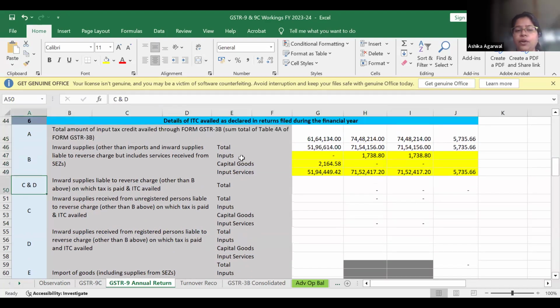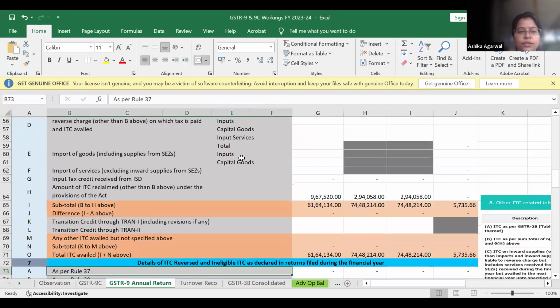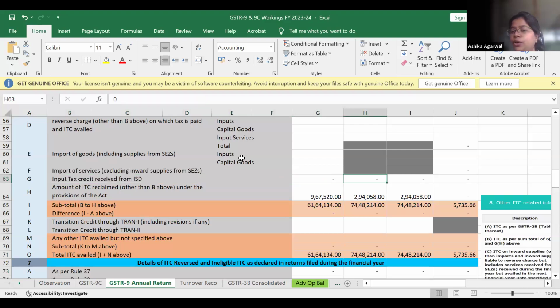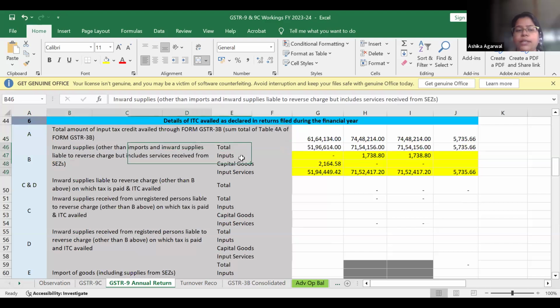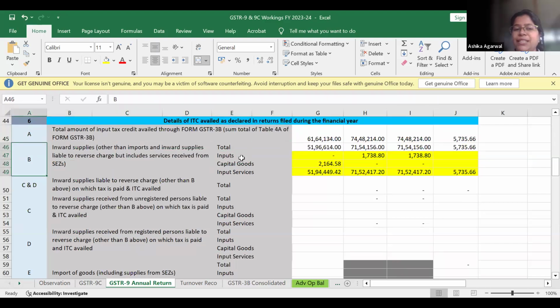Now coming to the part of 4A4, ISD credit is also specifically covered over here. In 6G, you will report your ISD related credit. Table 4A5, which deals with all other ITC, is what your table 6B deals with. Again, over here, input, capital goods, and input service. Now, over here, you need to be careful that what we are reporting in table 4A5 of GSTR-3B also has the impact of table 4D1 of GSTR-3B.